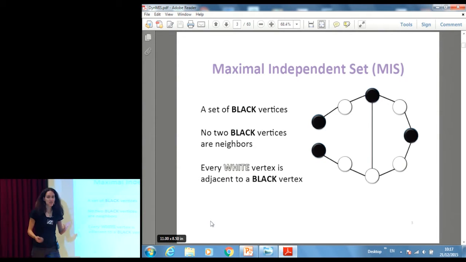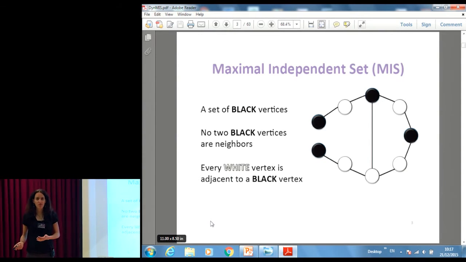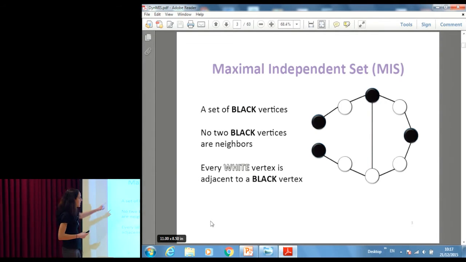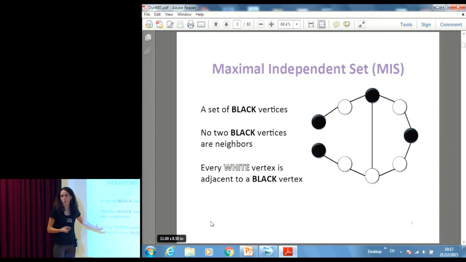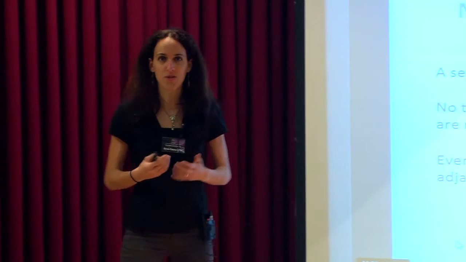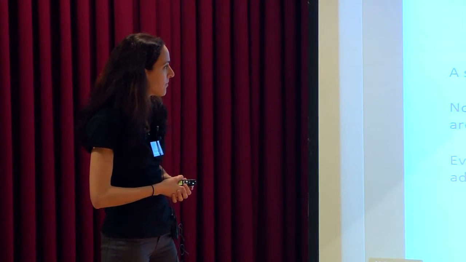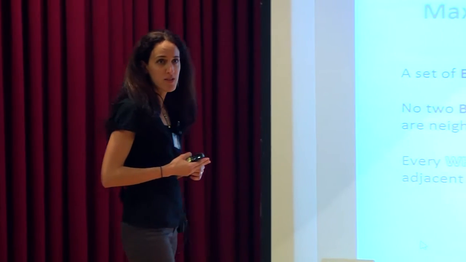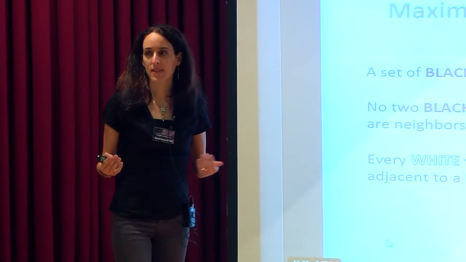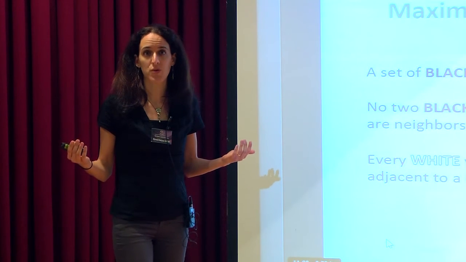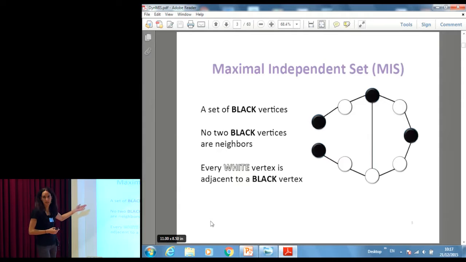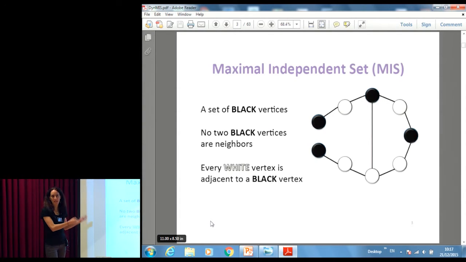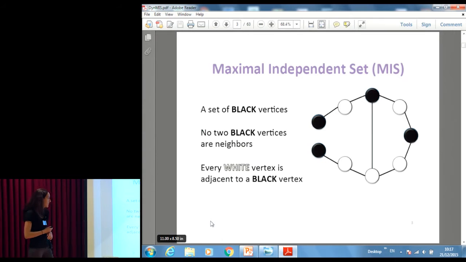So a maximal independent set is a set of nodes in the graph that is independent, meaning that no two nodes in the set are neighbors. I'm calling them black nodes, and the other ones I'm going to call white nodes, just so it'll be easier to speak about them. So it's independent in the sense that no two nodes in the set are neighbors, and it's maximal in the sense that you can't add any more nodes to that set. So it means also that it's dominating. Any node that is not in the set, any white node, has a black neighbor, so I can't add it to the set. Okay, so that's a maximal independent set.